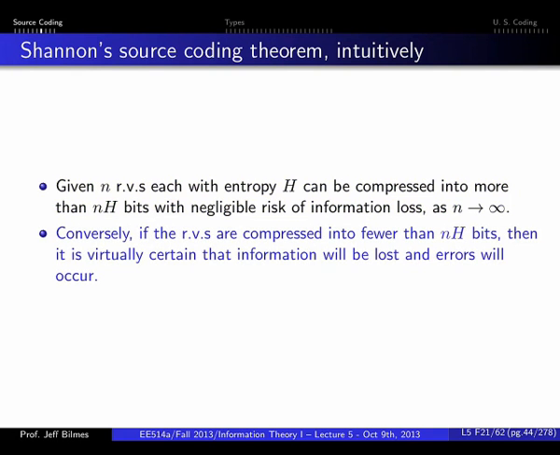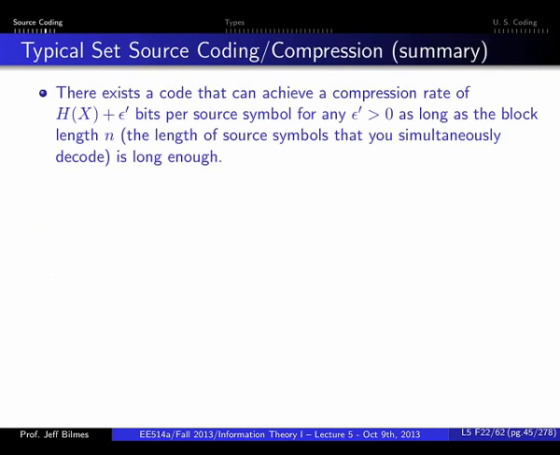And conversely, if the random variables are compressed into fewer than nH bits, then it's virtually certain that information will be lost and errors will occur. So that was the converse. Okay. So this is sort of restating what we've said. So we've proven, and now this isn't necessarily a good code, this is, in some sense, what Shannon proved in the early 1940s.